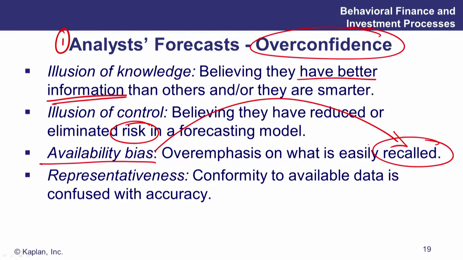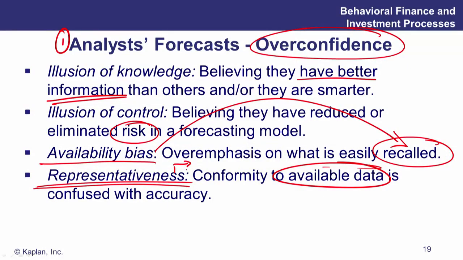Another bias that plays a role here is representativeness. Representativeness is thinking that because the data that you've got conforms to a view that you have, it makes your view more accurate. The key thing here is that you're over-representing the role the available data should play in your forecasting. So don't forget the two key strands of representativeness, the two key causes.